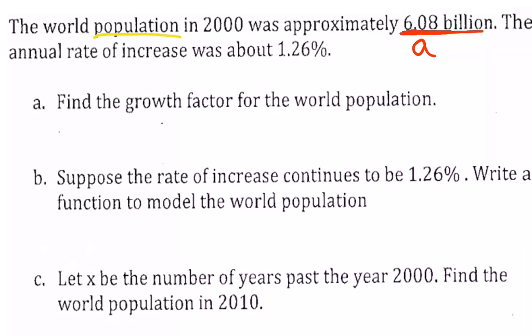Then if I see I have a percentage increase, my part A is telling me to find the growth factor for the world population. Usually they're not going to break it down and give me this step, so I need to know to do this. But for this first one, they told us. When we need to change from a percentage to the factor, we need to change it to a decimal first.